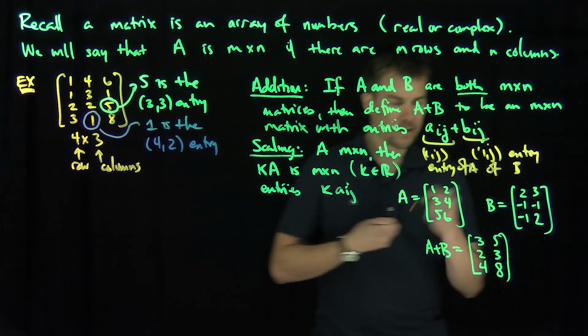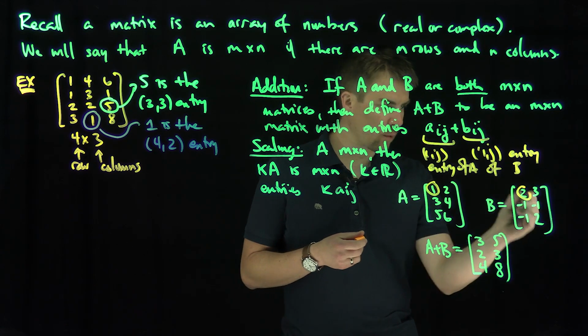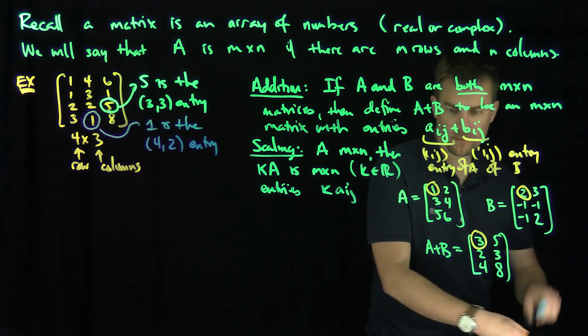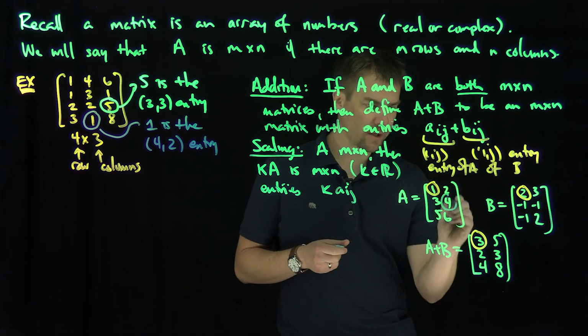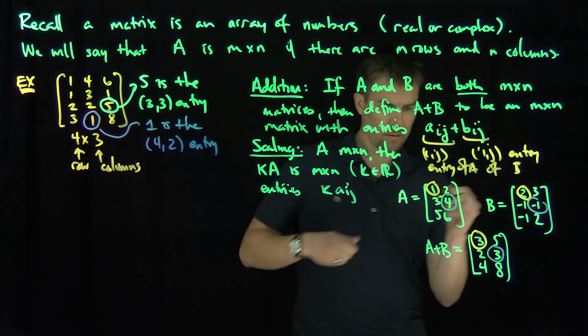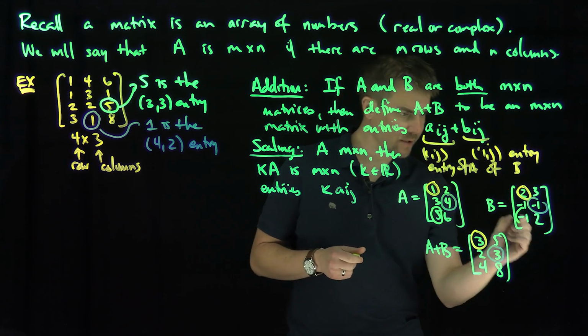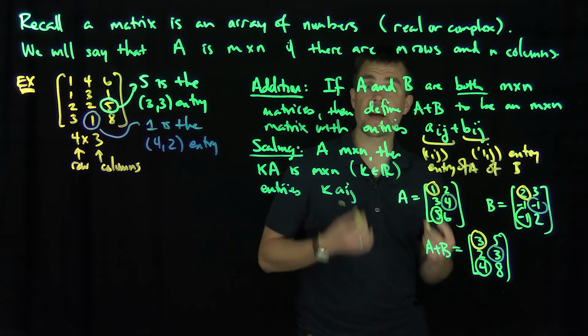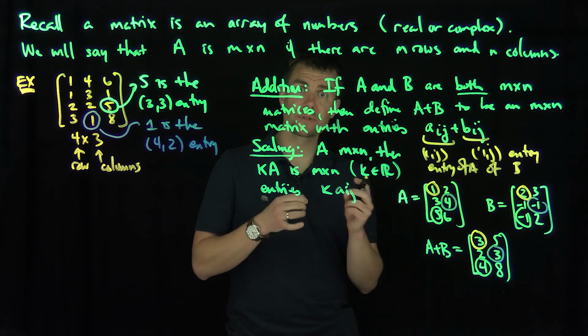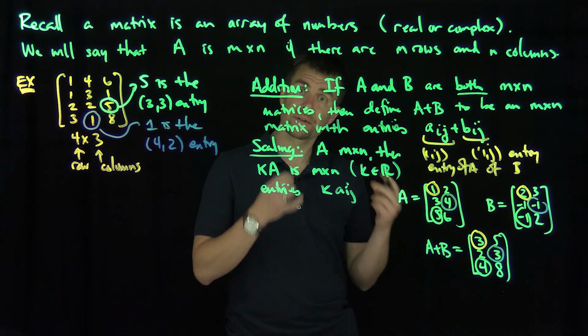And we can see I just add the corresponding entries together. So for example, to find that 3 over there, I just did the 1 plus the 1. So the 1, 1 entries add together give me a 3. Then for example, the 2 entries add together give me a 3 also. The 3, 1 entries add to give me a 4, etc. So I'm adding component-wise, adding the components of the corresponding matrices together to get the sum of the matrices.